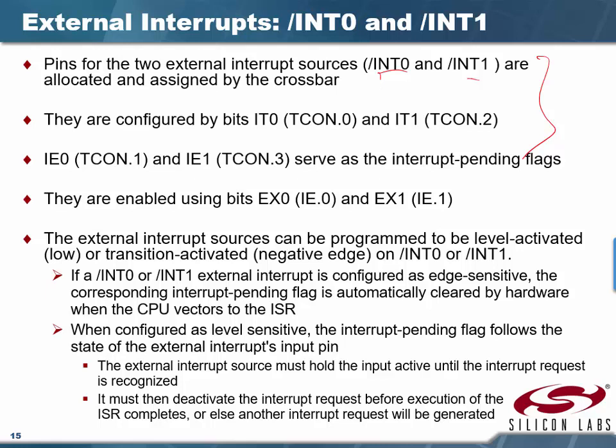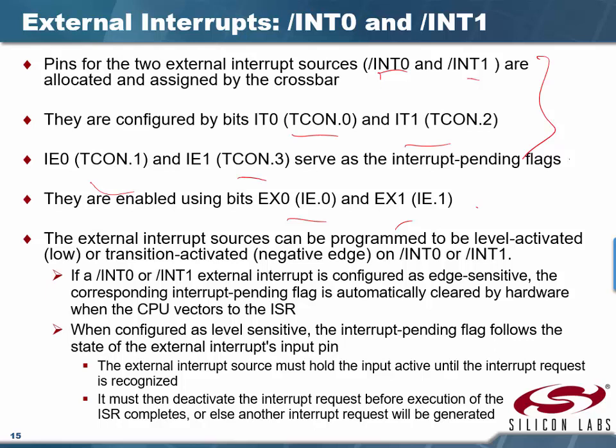So those are configured and enabled. We'll go into more detail, with an example, on how to do it and how to read this. But we have our flags, and they're configured by that. We have our interrupt flags here. We can enable them with these two bits right here, IE.0 and IE.1, which enable those particular interrupts. If we set them to 1, we will recognize the interrupt; if we set it to 0, we will ignore it.